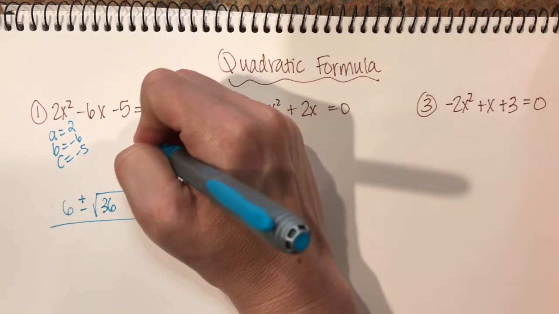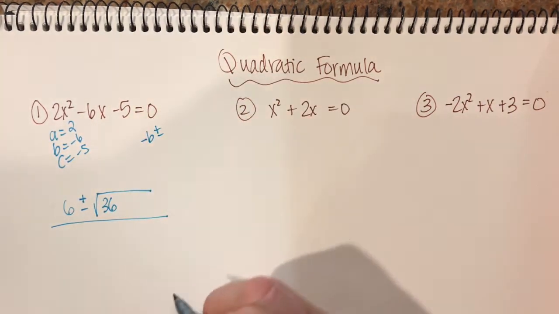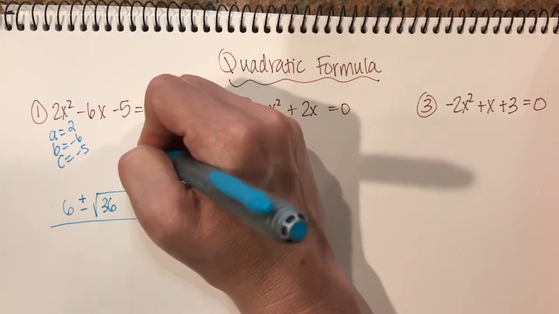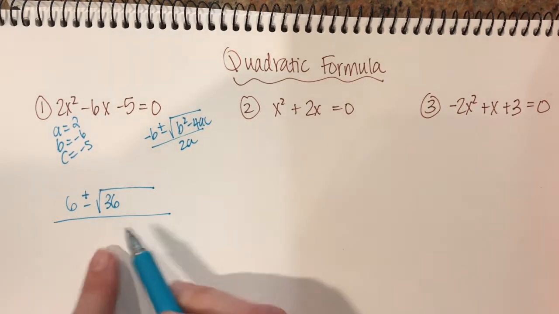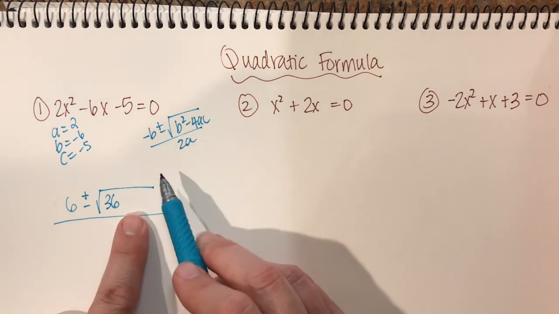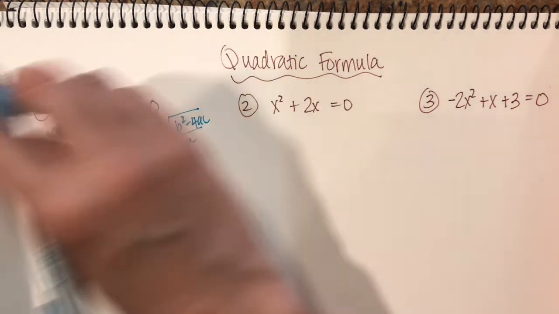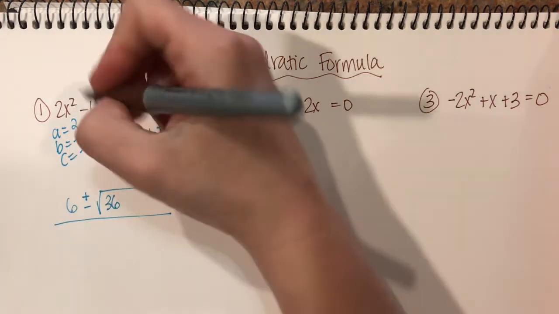Okay, I'm going to write the formula down again in case you forgot. -B plus or minus square root B squared minus 4AC all over 2A. So 36 is B squared. Let's do -4 times A times C. So I'm going to show that work right here.